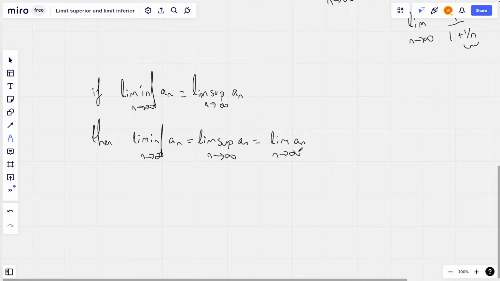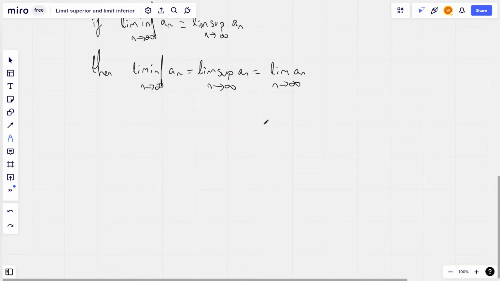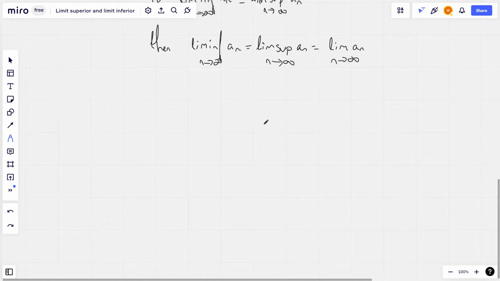And this is because, okay, the limit inferior, informally, is the smallest value we can take when we get really, really big. And the limit superior is the largest value we can take when we go really, really big. So if the smallest value is equal to the largest value, we're really only looking at one value, which is the limit itself.